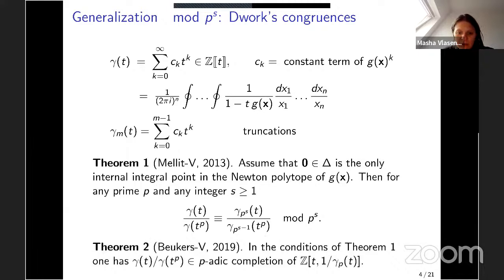And also we noted during this proof that the same ratio, gamma of t over gamma of t to the p, can be approximated p-adically by rational functions with only powers of gamma p, the truncation of the first p terms, in the denominator. So I wrote it here as the second theorem that under the same assumptions, our ratio belongs to the p-adic completion of the localization of the ring of polynomials by this polynomial gamma p.